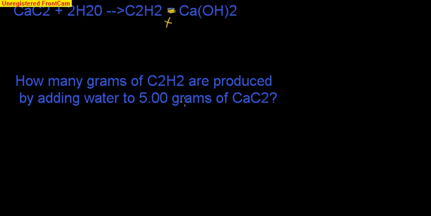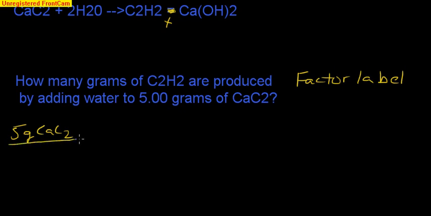The first thing we're going to do here, in these particular examples, is use the factor label method to do these types of problems. Remember, factor label method is also called dimensional analysis. You may hear them referred to as fence post problems, but it's the same thing, just a bunch of different names. So I'm going to start out with what I get from the problem: 5 grams of CaC2. That's what I'm starting with.